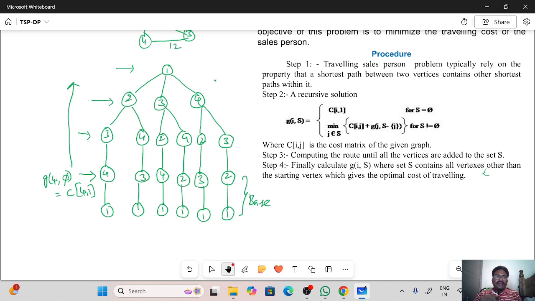For example, if the cost is 10, then C of 41 is 10, nothing but G of 4 pi is nothing but 10, and so on.